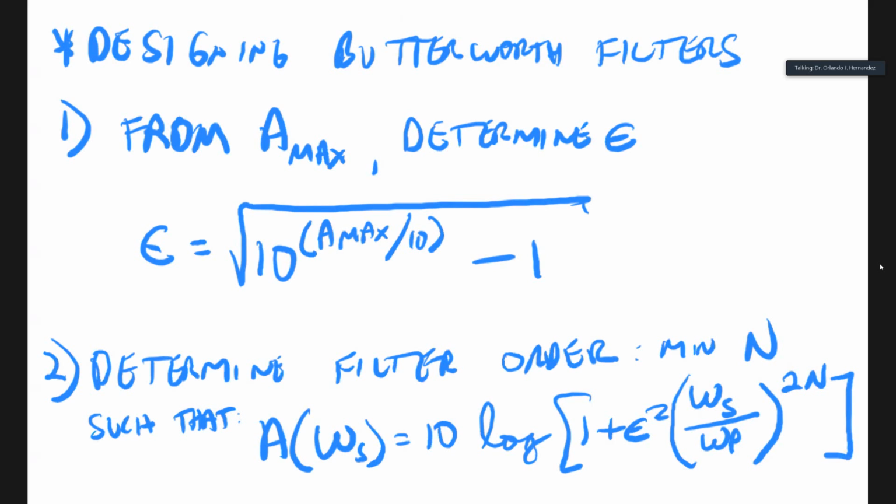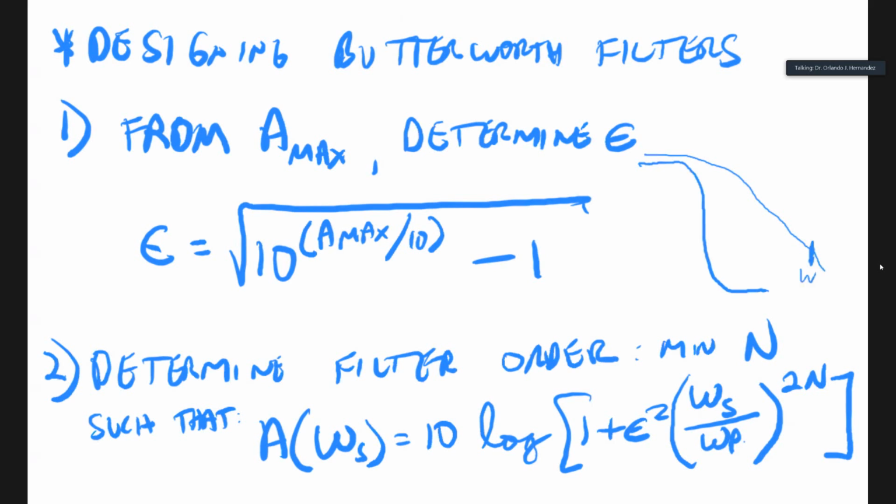So you can solve for n because you're given omega s and omega p, and you just calculated epsilon. You can solve for n. Notice that the closer WS and WP are, the higher your n. That means that you have a very steep transition, and that implies a higher order filter. So while a second order filter may have a roll-off like that, if you have, let's say, a 10th order filter, it would have something like that.